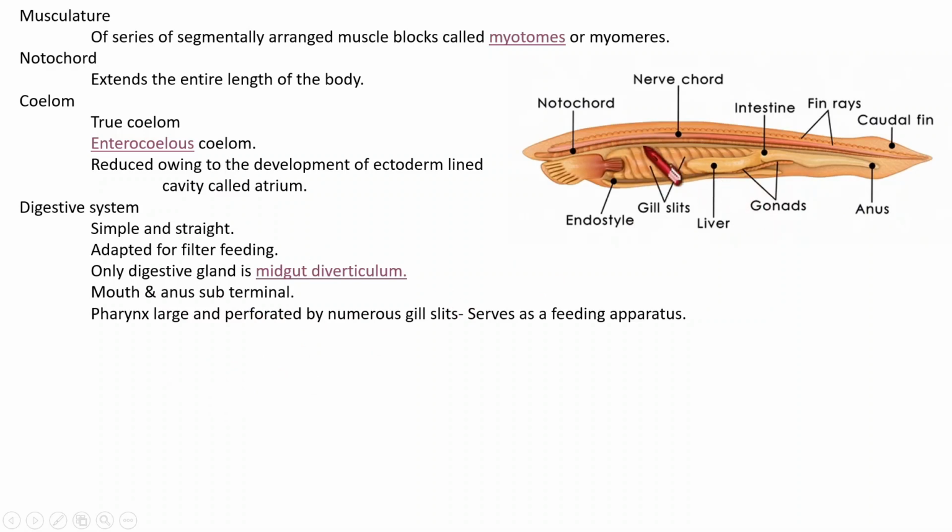And the pharynx is large and perforated by numerous gill slits. And what's its purpose? It serves as a feeding apparatus. So that is the role of that big pharynx with numerous gill slits. And these gills present on the walls of the pharynx communicate to the outside through the atrium. I already told you about the atrium just before, another cavity that limits the space of the coelom. So this pharynx communicates to the outside through where? Through the atrium. I am going to show you that.